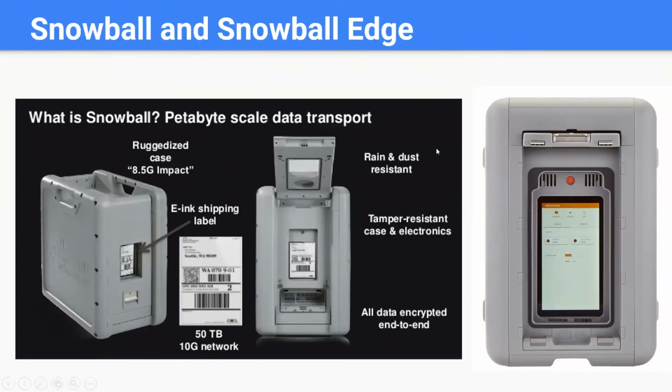Now that was normal Snowball, which is just a storage device. But the next version of Snowball is called Snowball Edge. Snowball Edge has 100 terabytes of storage. It can also be used for processing the data locally by using something like AWS Lambda. So along with the storage, it also has limited compute capacity. It also has a screen, something like a Kindle, which you can use to do some small processing of your data on the Snowball Edge.